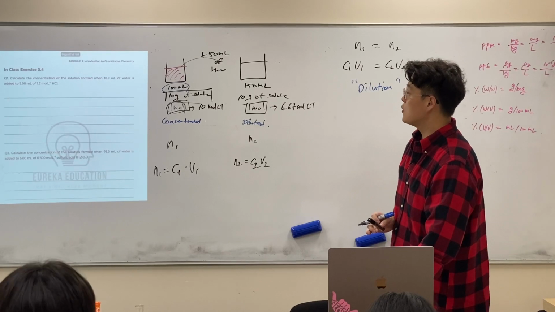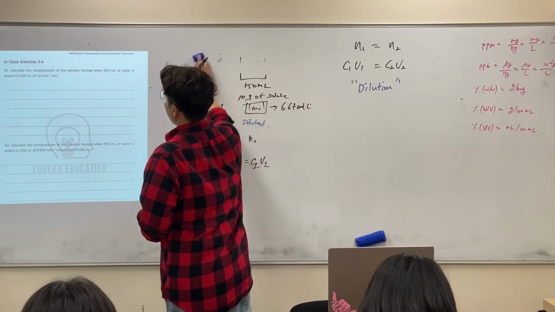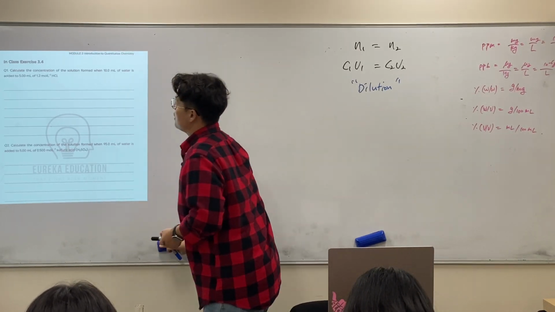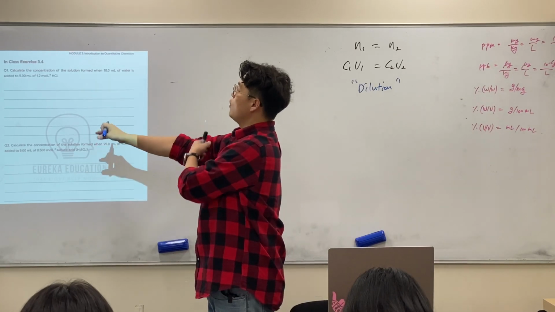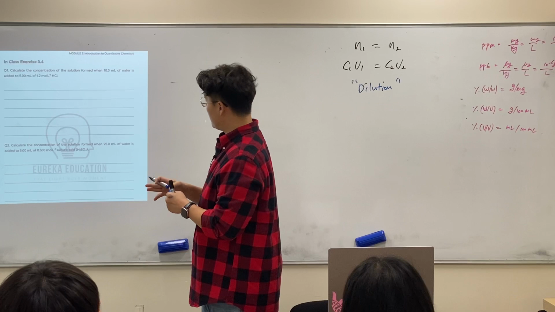So let's have a look at some questions related to that again. Question 1. Calculate the concentration of the solution formed when 10 mL of water is added to 5 mL of 1.2 mole per liter hydrochloric acid. I want you to look at the board first and I'll show you how to do question 1.